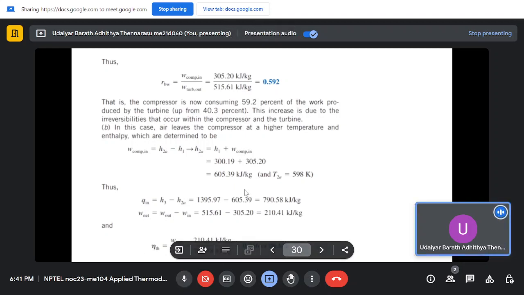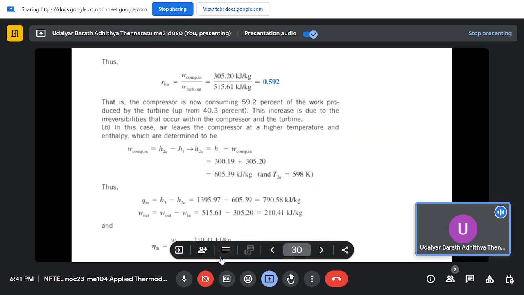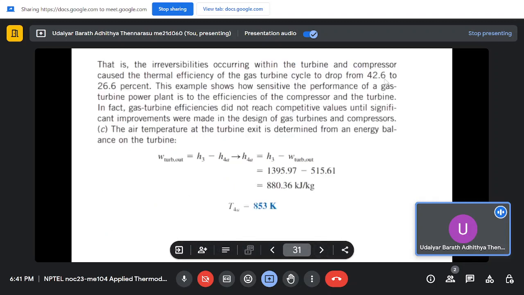So we have calculated the thermal efficiency of the cycle. Next, if you see, the irreversibility occurring within the turbine and compressor affects the thermal efficiency. Previously the thermal efficiency was 42.6%. Now it has reduced to 26.6%. So this example shows how sensitive the performance is to the gas turbine and compressor efficiencies.